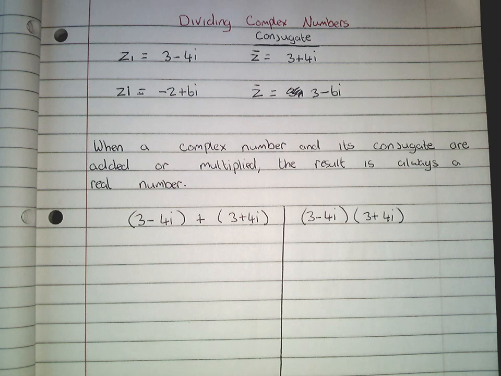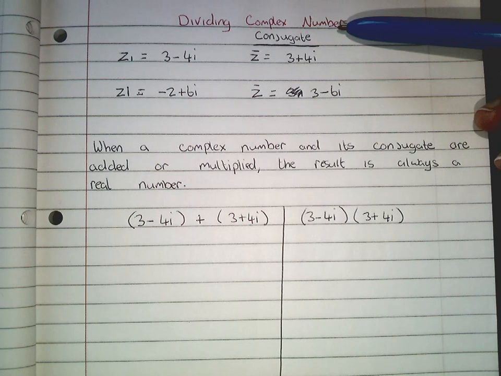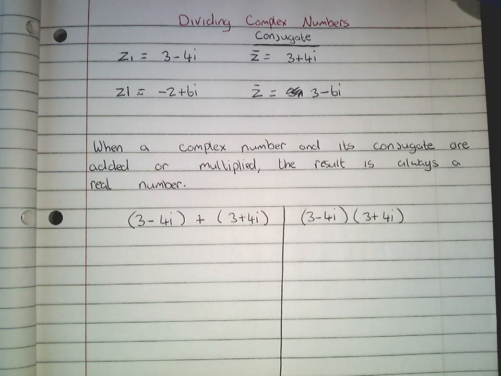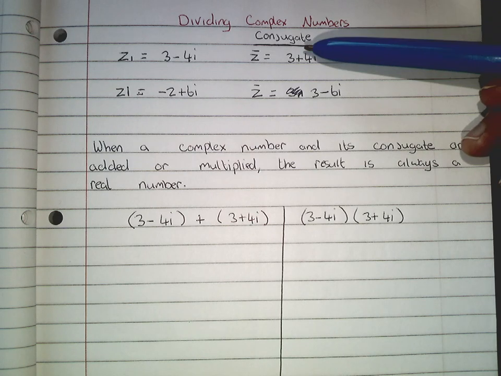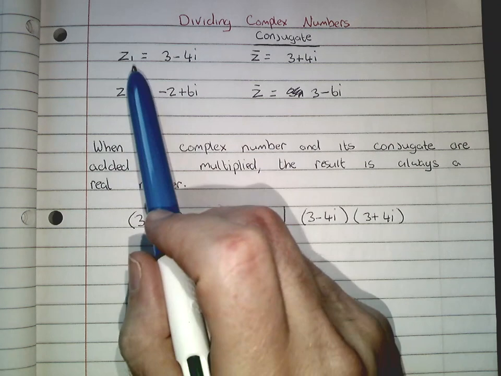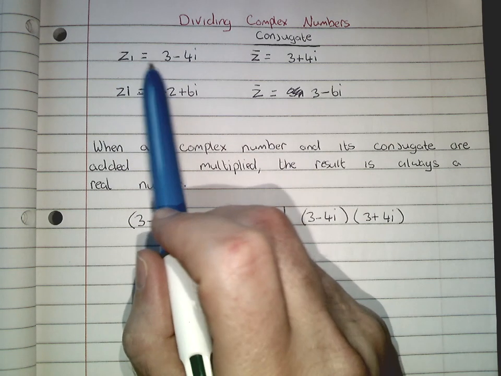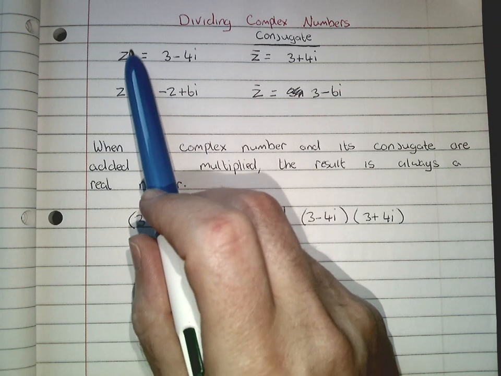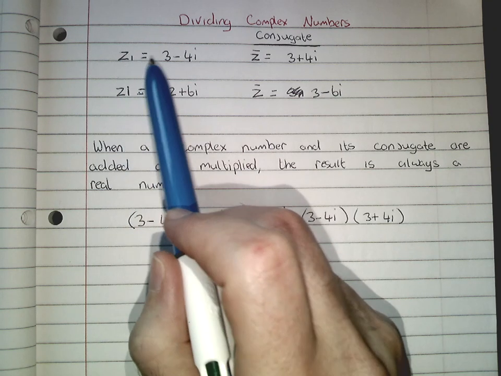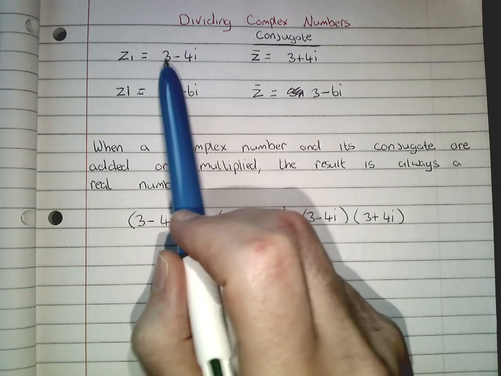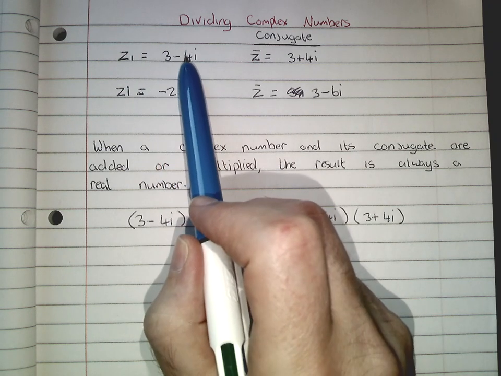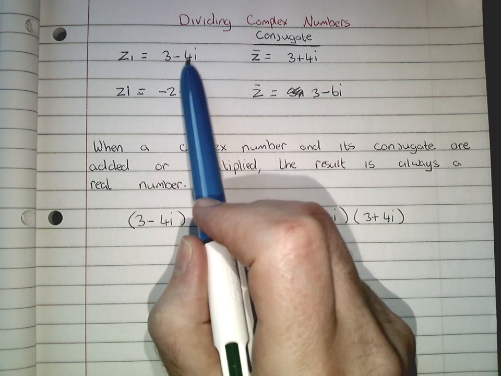Okay, so what I want to look at here is dividing complex numbers. Something that's really important in relation to dividing complex numbers is understanding this idea of what's called a complex number's conjugate. If we take this first one, Z1, remember this is just a placeholder for a complex number. Z1 is equal to 3 minus 4i, so that's the complex number. This part here is the real part, and this part here is the imaginary part.